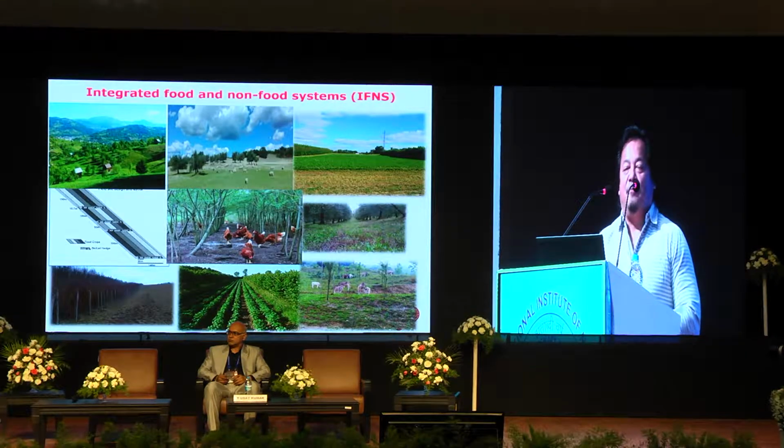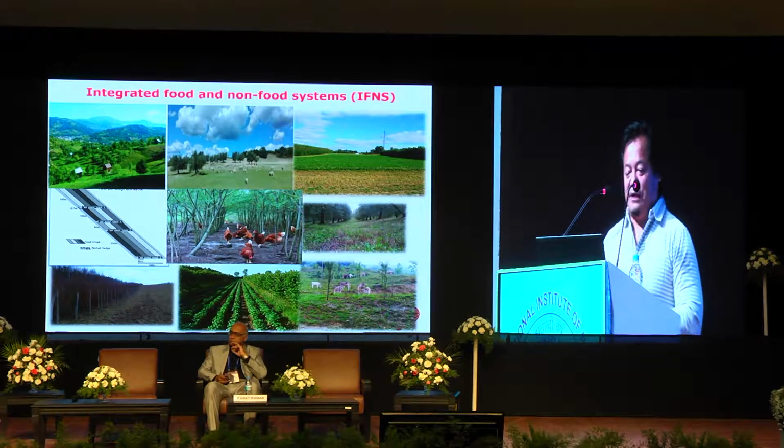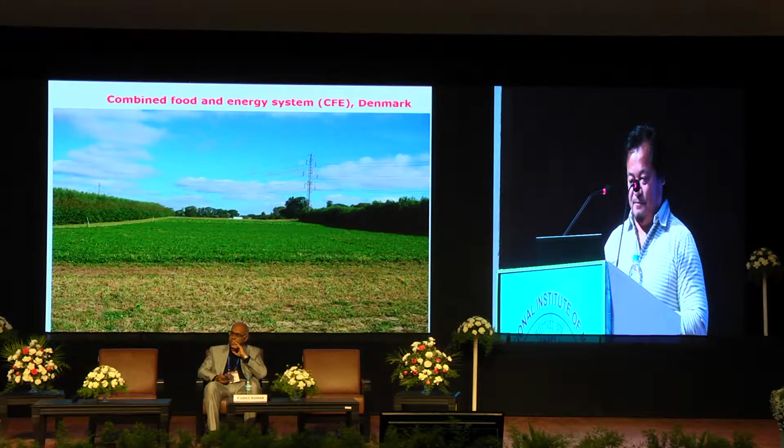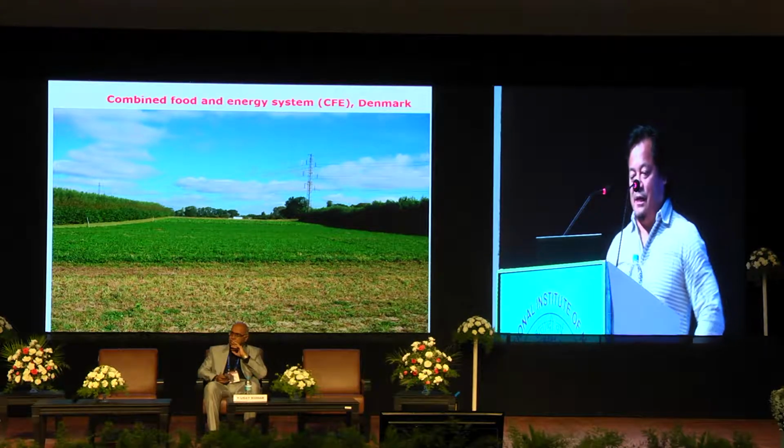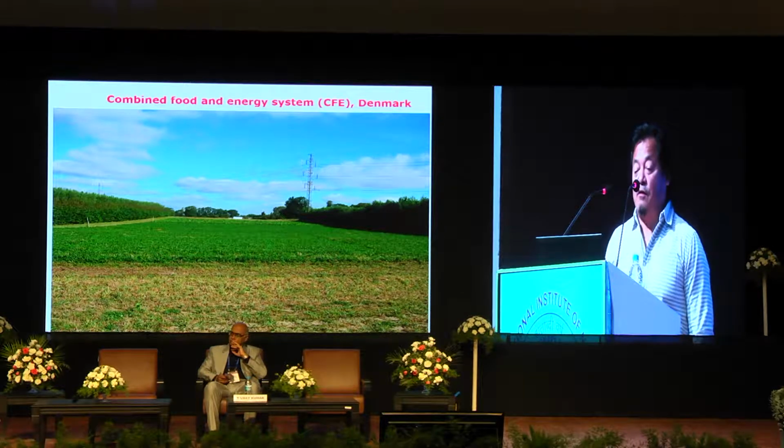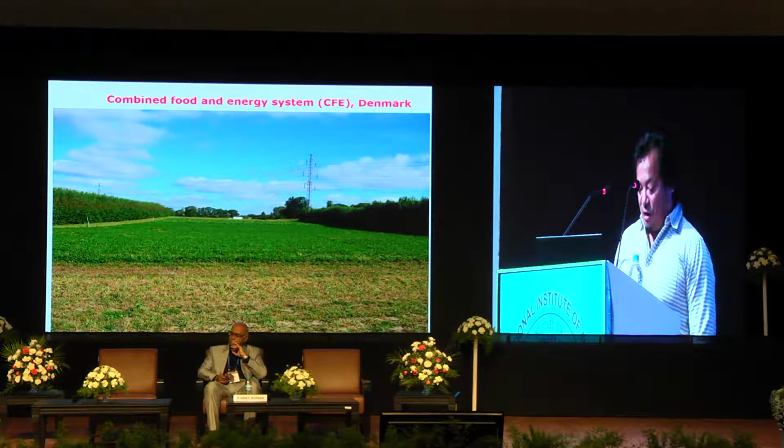And a pictorial overview of the systems. As you can see here, these are really diverse systems, as I've just mentioned before. These are some glimpses of those systems. This is the system from Denmark, where we have alley cropping, we have biomass settler belts on the sides, as you can see, and the crops in between.